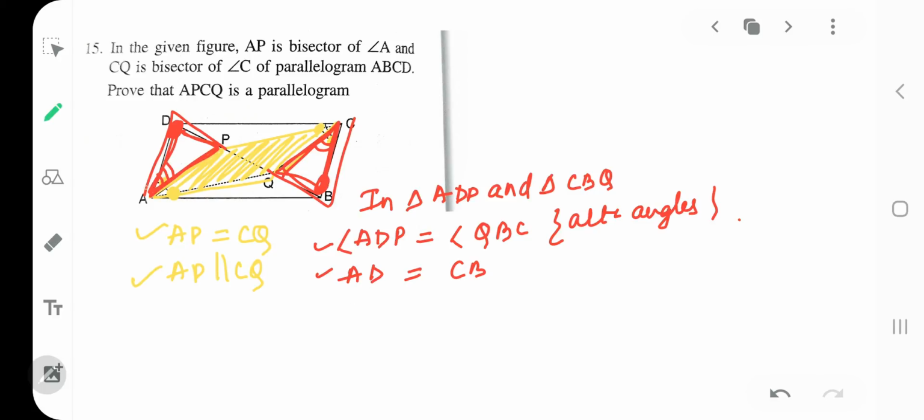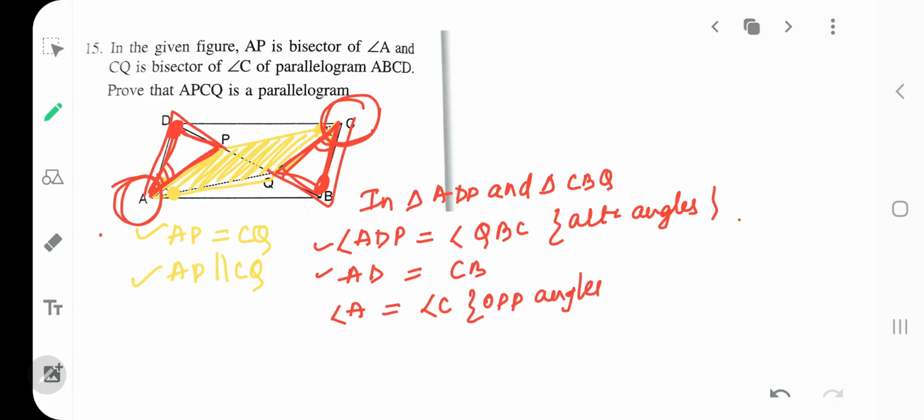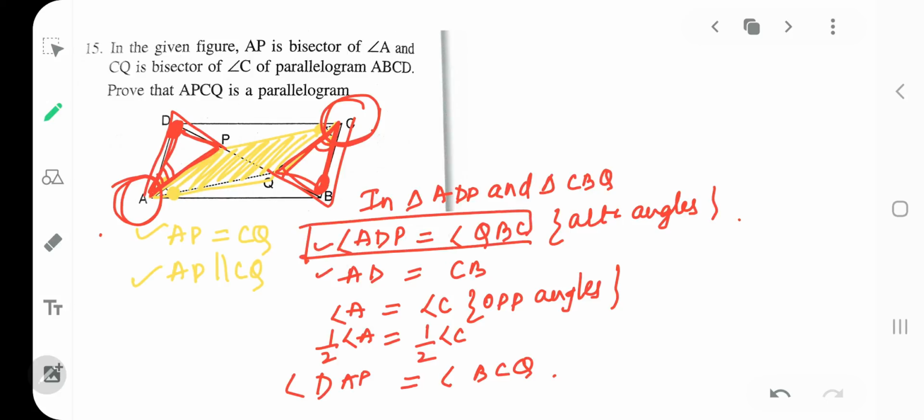that see this whole angle A will be equal to whole angle C because opposite angles of a parallelogram are equal. So I will write A is equal to C, opposite angles of parallelogram. If the opposite angles are equal, their half will also be equal. Half of angle A, half of angle C will also be equal. So can I say half of angle A, that is DAP, will be equal to angle BCQ. So I got my third reason. This is your first reason, this is your second reason, and this is your third reason.